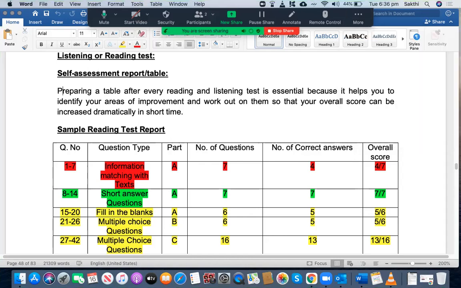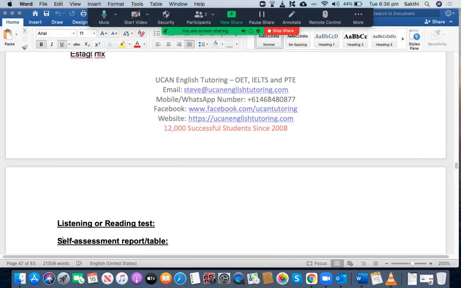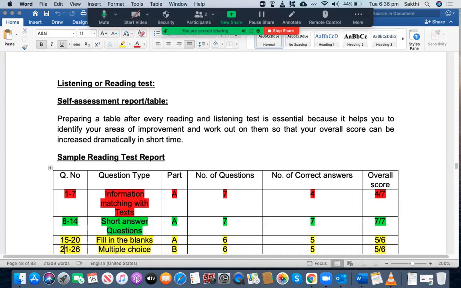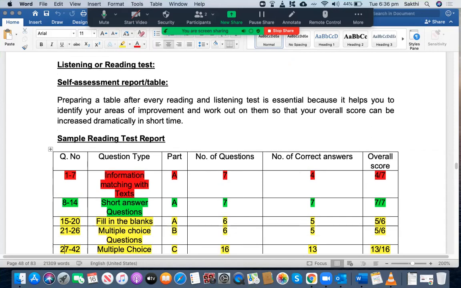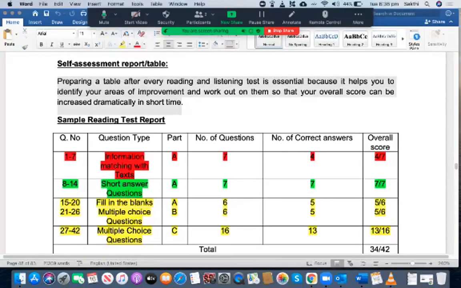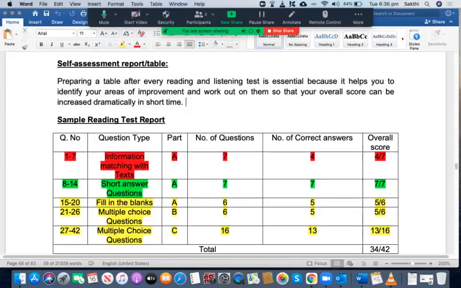As far as the listening or reading tests are concerned, preparing a table after every reading and listening test is essential because it is going to help you a lot to identify your areas of improvement and then work on them, so that the overall score in these two sections can be increased dramatically in a short time. So how do we prepare this sample reading test report and listening test report? Let's go through them one by one.